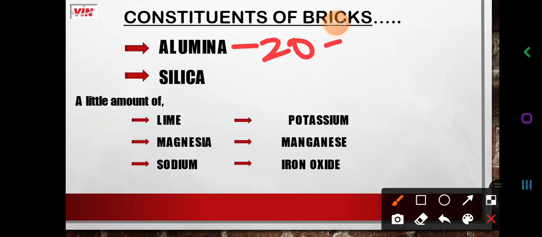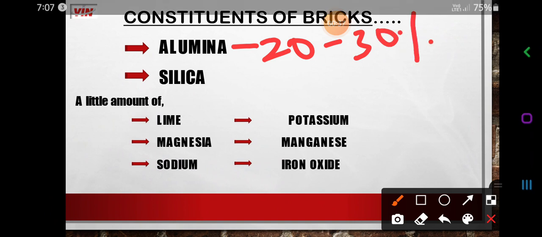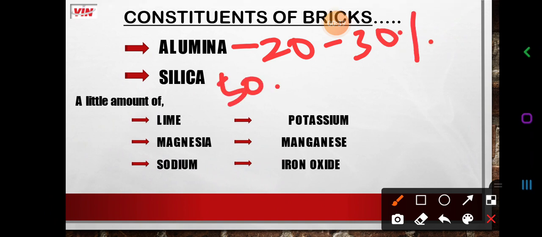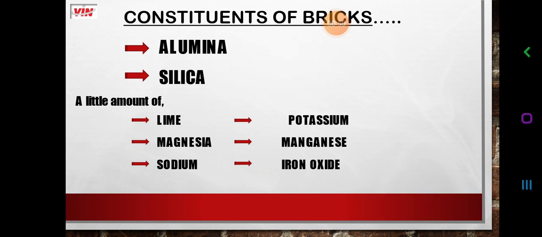Alumina is 20 to 30%, and the silica is 50 to 60%. Lime, magnesia, sodium, potassium, manganese, and iron oxides are present in very little amounts only.